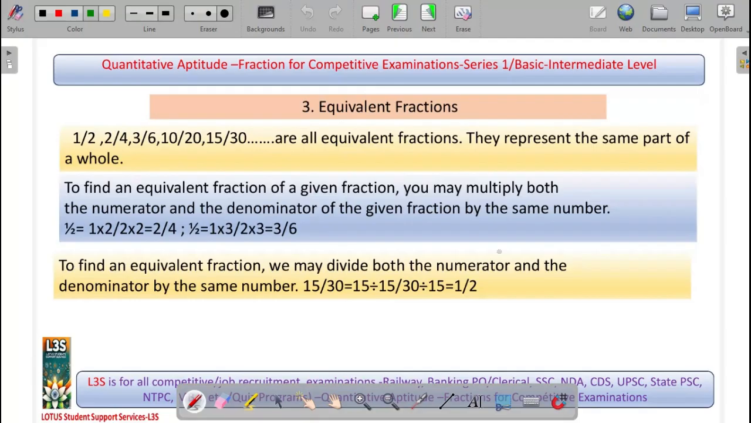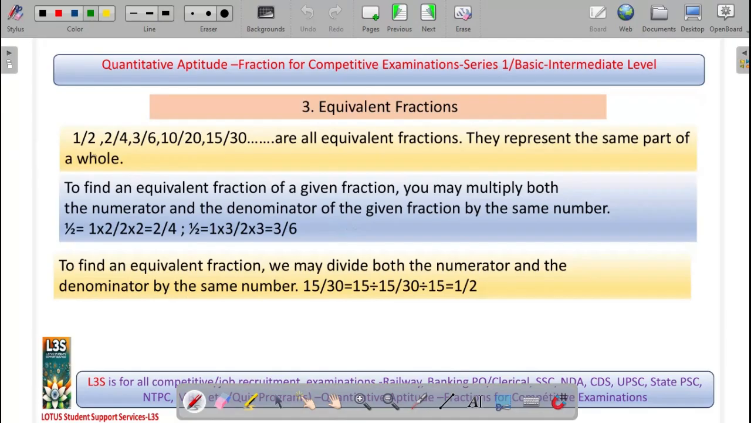3 by 6, if we simplify, we'll get 1 by 2. 10 by 20 is also the same, we will get 1 by 2 if we simplify. To find an equivalent fraction of a given fraction, you may multiply both the numerator and denominator of the given fraction by the same number.